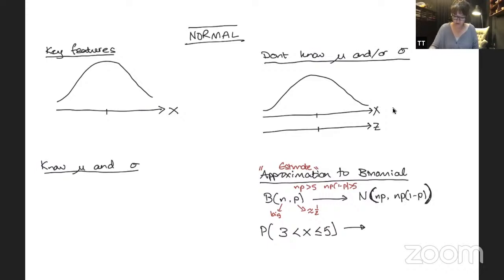So type 1, we know both of them. Type 2, we don't know them. Type 3, a binomial that turns into a normal.